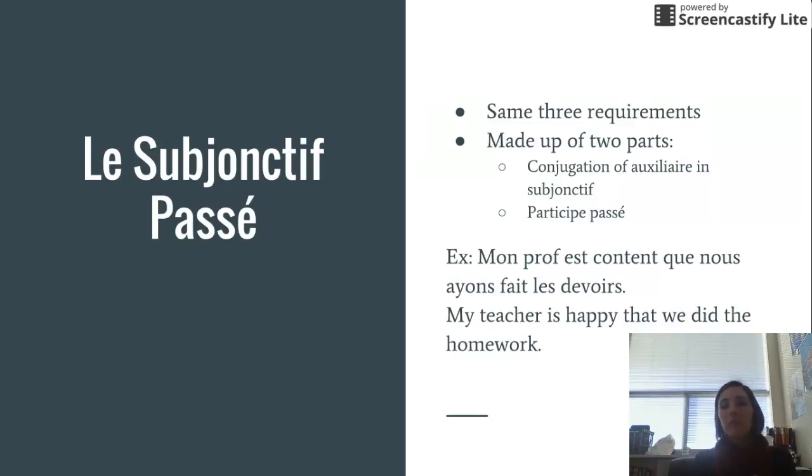Here's an example. Mon prof est content que nous ayons fait les devoirs. My teacher is happy that we did the homework. You'll see right here, we've got mon prof est content que. Okay, that's our phrase that tells us we're going to use a subjonctif. We have two different subjects, mon prof and nous. And then the second half, the second clause in the sentence, is nous ayons fait les devoirs.